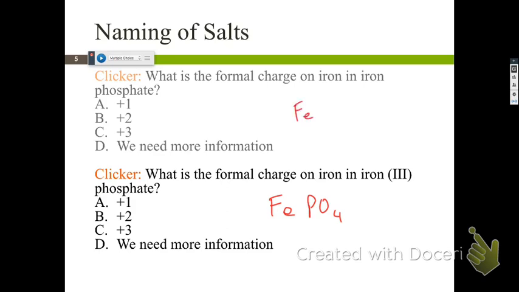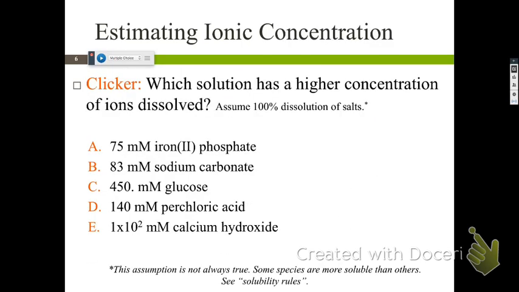If it's Fe2 plus and we have phosphate PO4 3 minus, can we just do a 1-to-1 ratio of those? No. Okay, so we need to figure out what the right ratio is in order to get the same number of positive charges and negative charges. And those are going to be two different formulas. All right, let's move on to the next question, which I asked you guys specifically to try to calculate before.